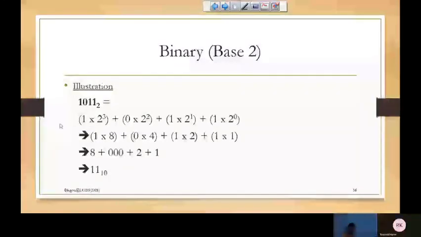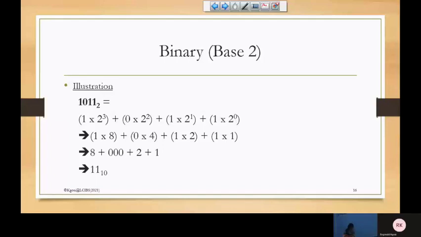So for binary here, we'll notice that we don't have any 2s because it does not exist in the vocabulary of base 2. So this number has been changed now, the subject number. We're no longer using 2021, instead we've used 1011.